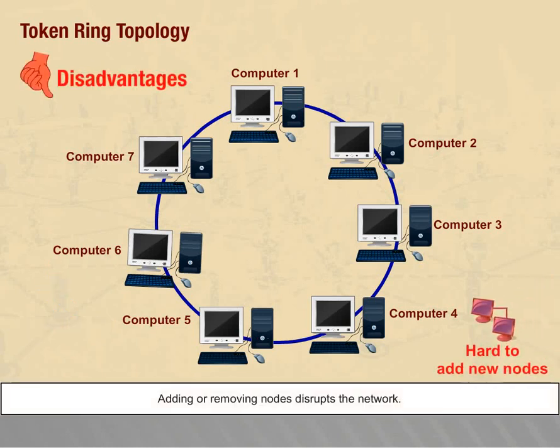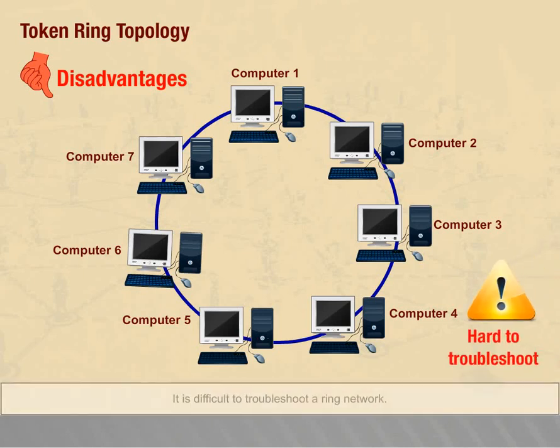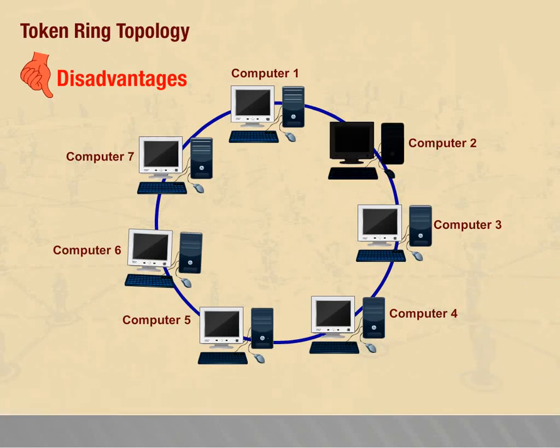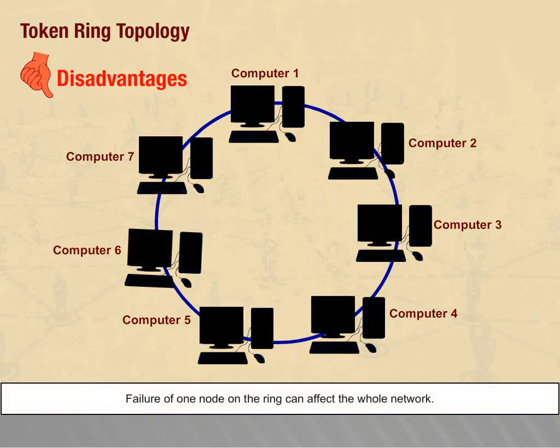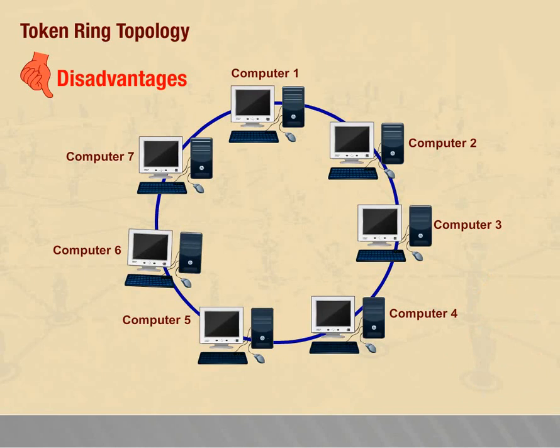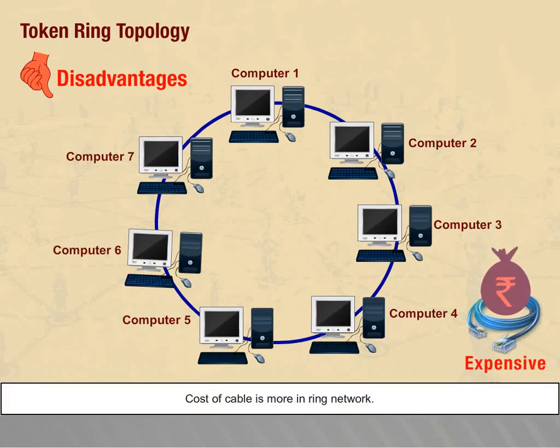Disadvantages: adding or removing nodes disrupts the network. It is difficult to troubleshoot a ring network. Failure of one node on the ring can affect the whole network. Cost of cable is more in a ring network.